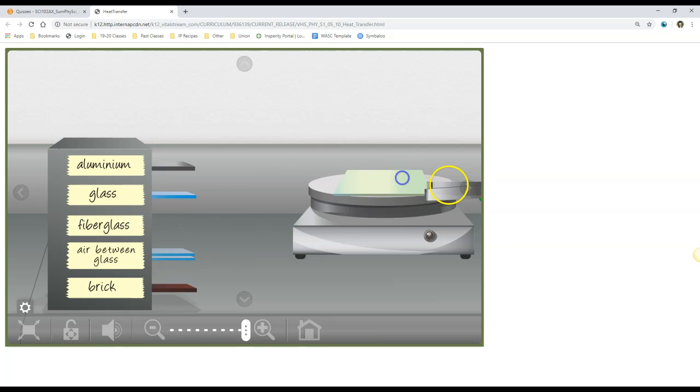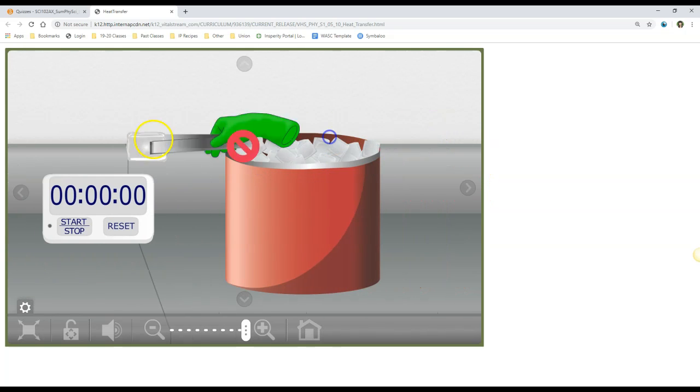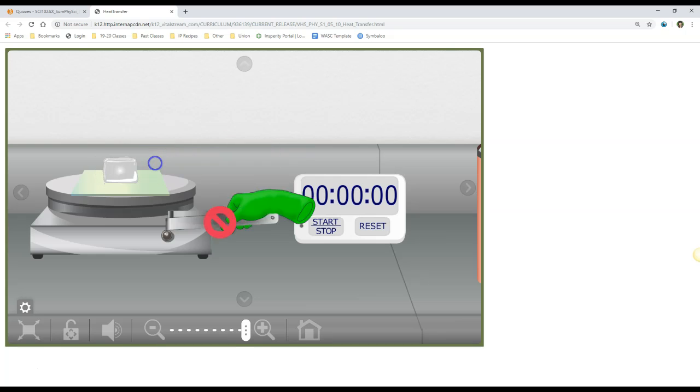Let's go ahead and do the fiberglass. Grab the ice, drop it on, and same process. I'm going to start the hot plate, start the timer. You need to pause the video when it's completely melted, and then you will record that time, minutes, seconds, milliseconds. Here we go.